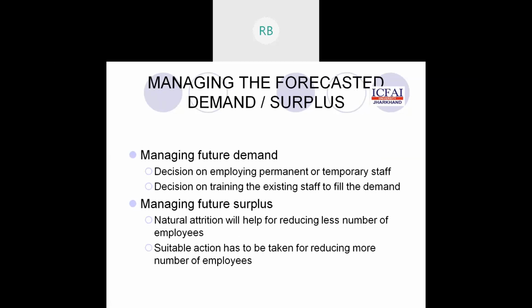Decision on training existing staff to fill the demand. Or you can do this also. You have to train somebody. You need somebody well versed in accounts, but you're not finding a suitable one. So you train junior people and include them in the staff. Next is managing future surplus. That is, natural attrition will help in reducing the number of employees. Suitable action has to be taken for reducing the number of staff.